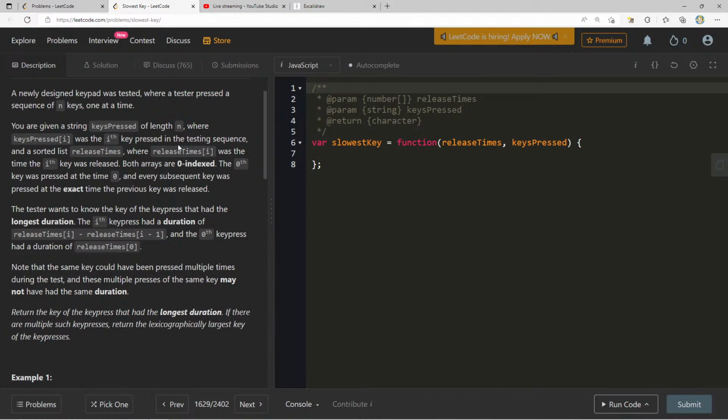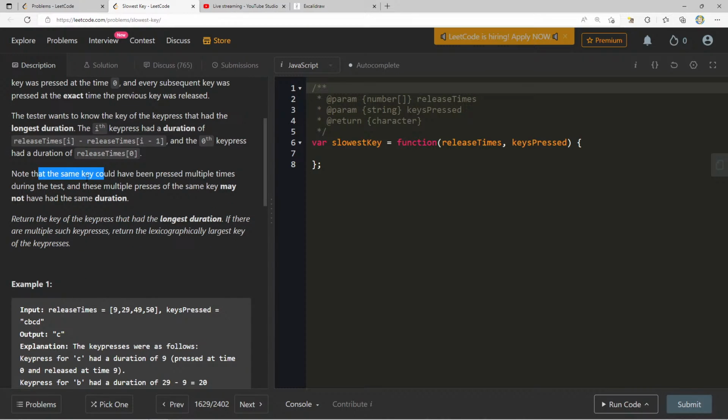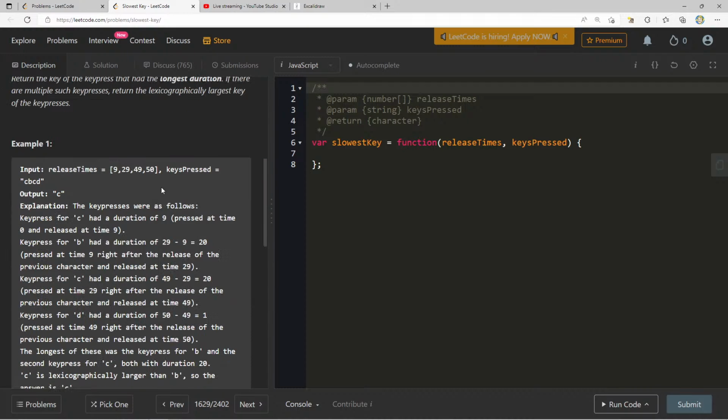The ith key press had a duration of releaseTimes[i] minus releaseTimes[i - 1], and the 0th key press had a duration of releaseTimes[0]. Note that the same key could have been pressed multiple times during the test, and these multiple presses of the same key may not have had the same duration. A lot of text to try and understand. The key presses were as follows. Key press for C had a duration of 9. Key press for B had a duration of 29 minus 9, 20.